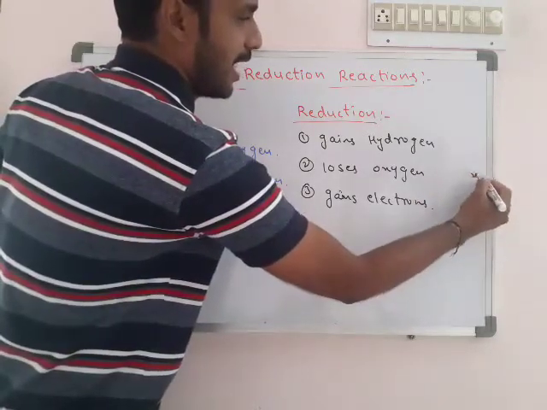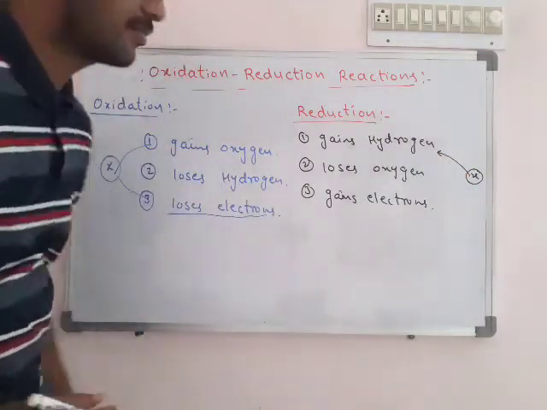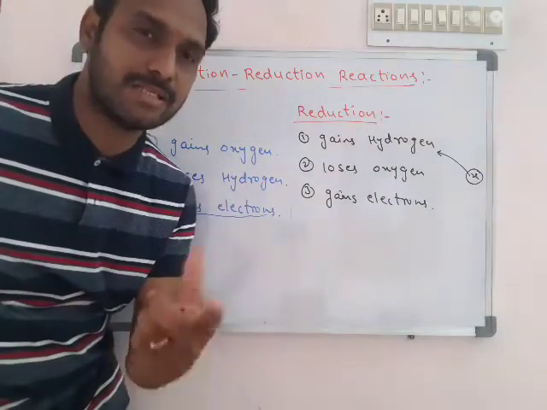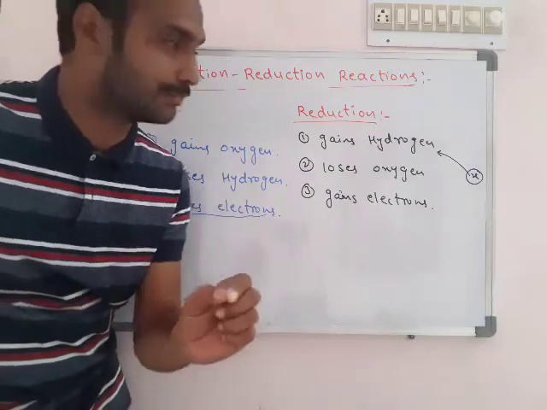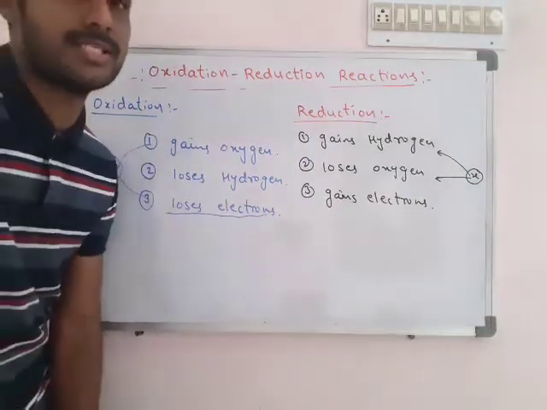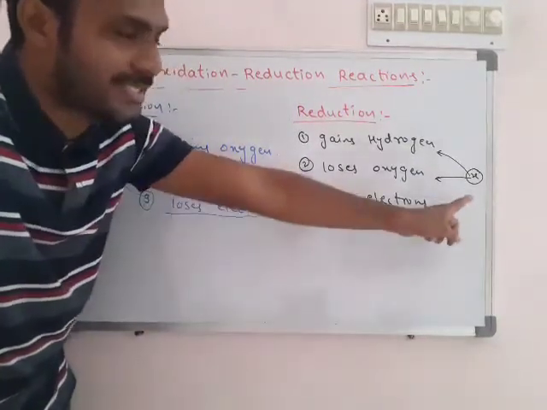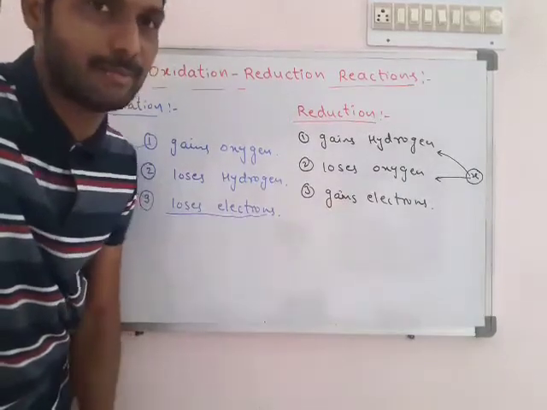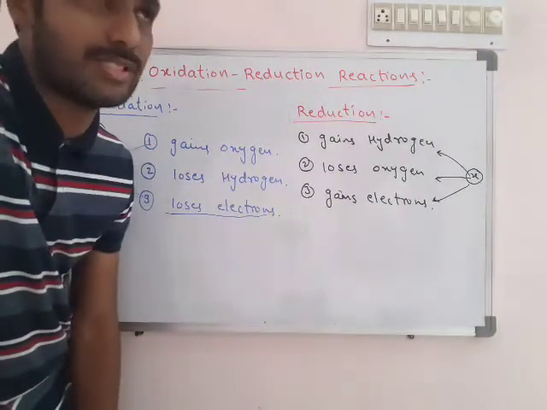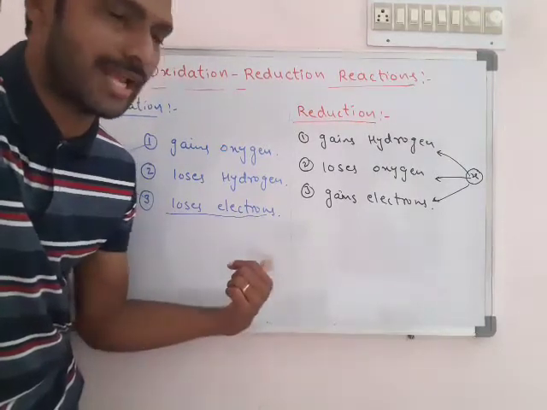For example, take a chemical species X. If X gains hydrogen, we say X is reduced. That is a reduction reaction. If X loses oxygen, then also we say X is reduced. It is a reduction reaction. If X is an element and it gains electrons, we say X is reduced. These are the differences between oxidation and reduction.